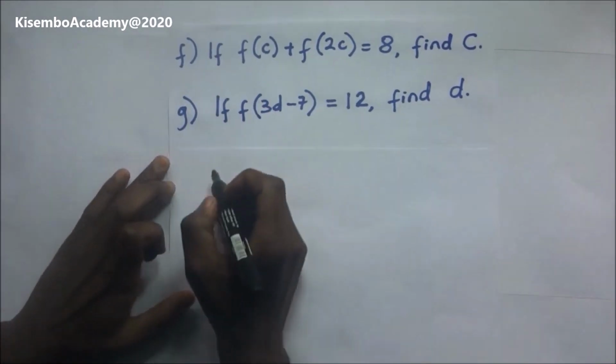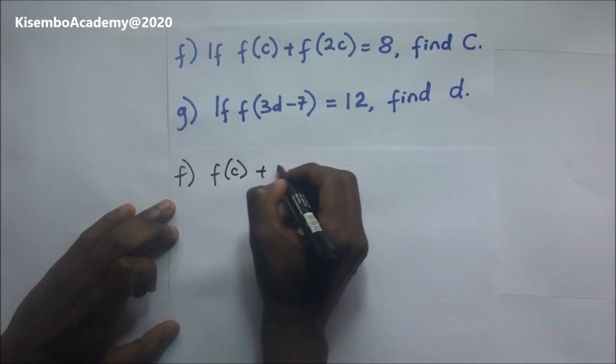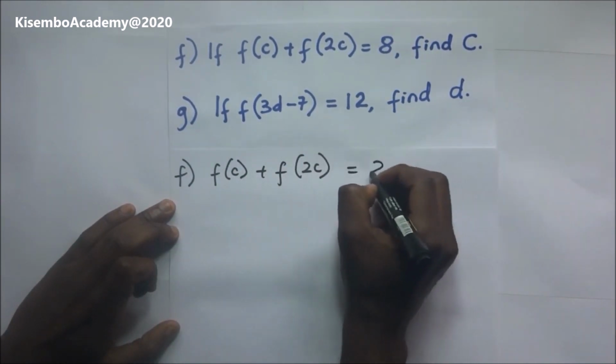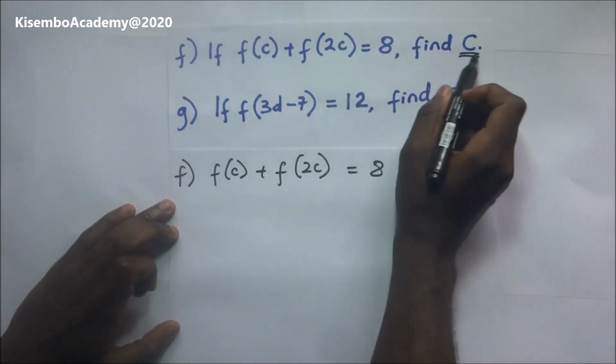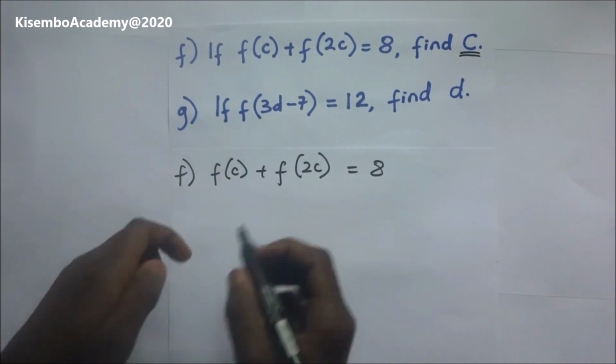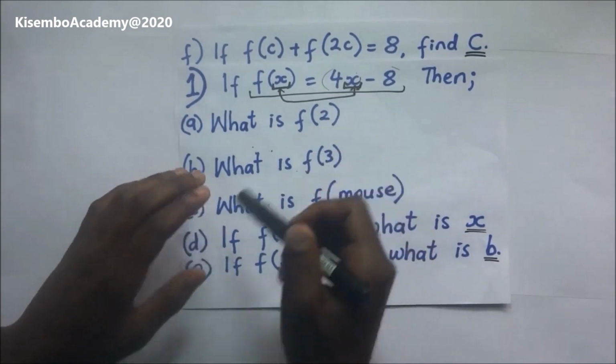Now part F. Part F is telling us that f of c plus the function where the value of x is 2c is equal to 8, find the value of c. So we go ahead and find the value of c now. Of course, from our original function, the original function is f of x is equal to 4x minus 8.